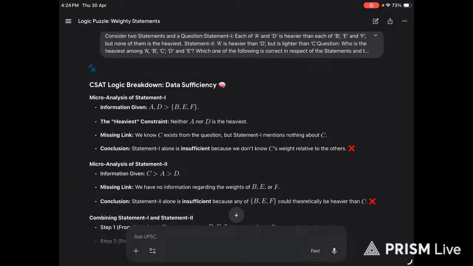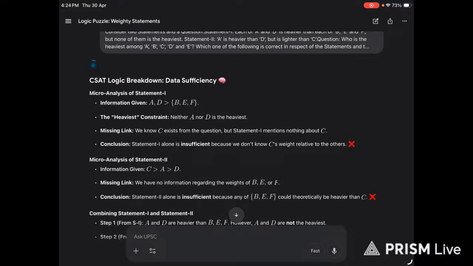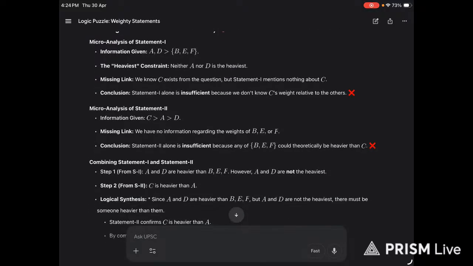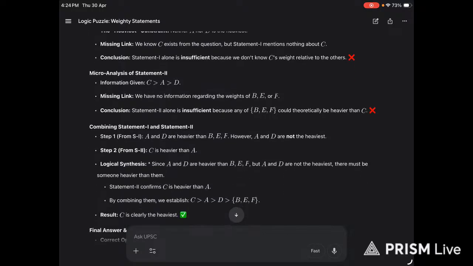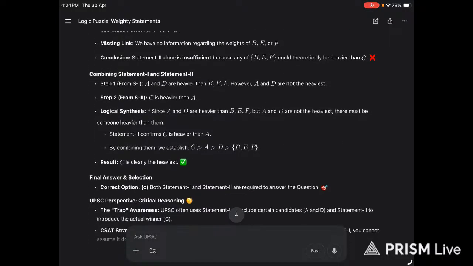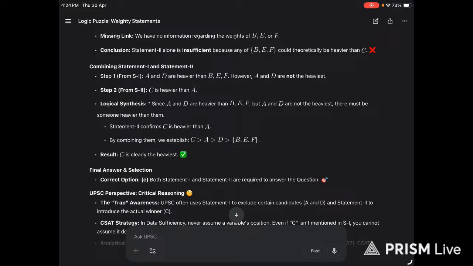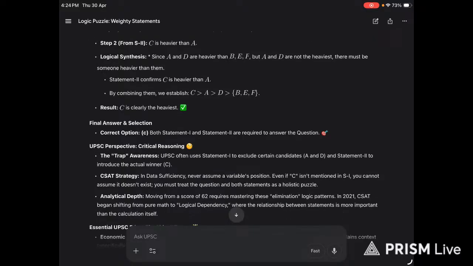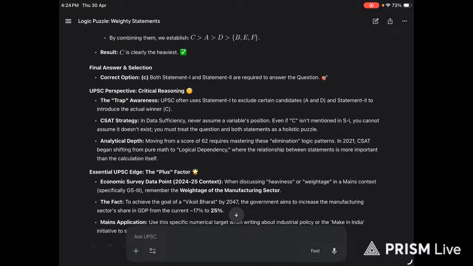Neither is the heaviest. We know C from the question, but statement 1 alone is insufficient information. Result: C is clearly the heaviest. Both statement 1 and 2 are required. So why have they given option E?